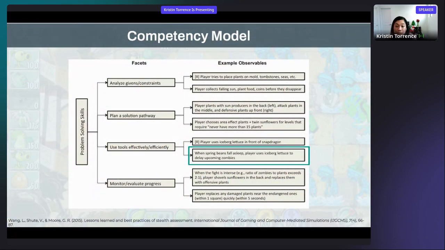So this is the competency model for problem solving in Plants vs. Zombies 2. They came up with 4 main facets, which include analyzing givens and constraints, planning a solution pathway, using tools effectively and efficiently, and monitoring and evaluating progress. And these 4 facets have been further operationalized into observable behaviors we can witness in the game. You can see here that the use of iceberg lettuce is an observable indicator of the using tools efficiently and effectively facet.